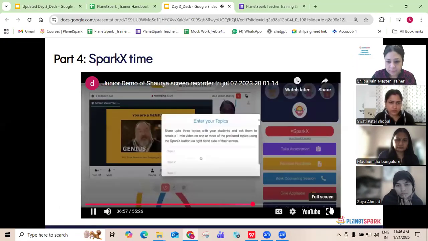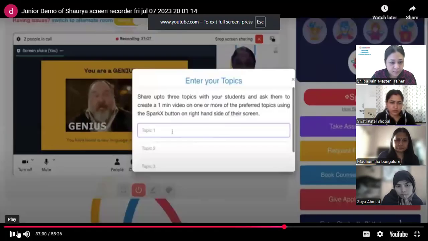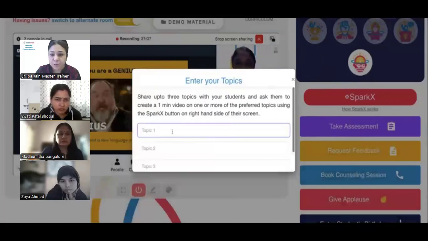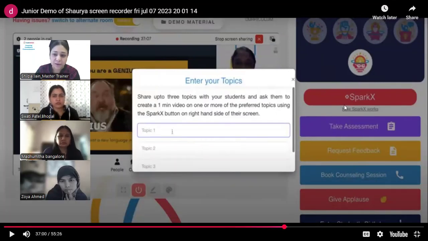To use it, I will give you the topics and okay, I've paused the video here. Why? First, let me show you where is this SparkX button. On the right hand side, just below the batches, can you see this red button, SparkX? I'm moving my cursor also.